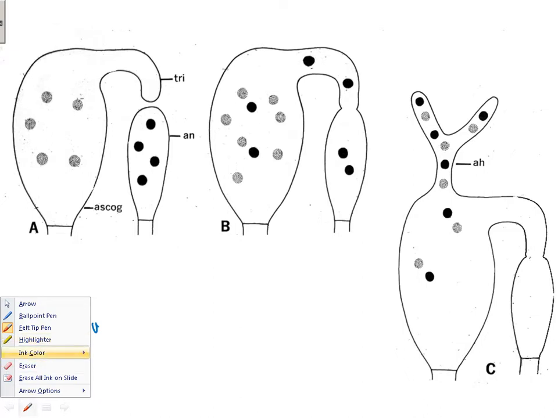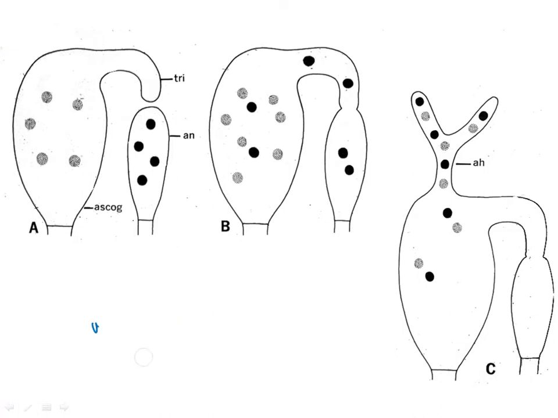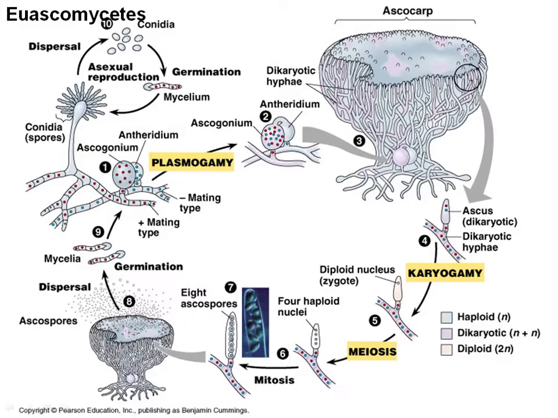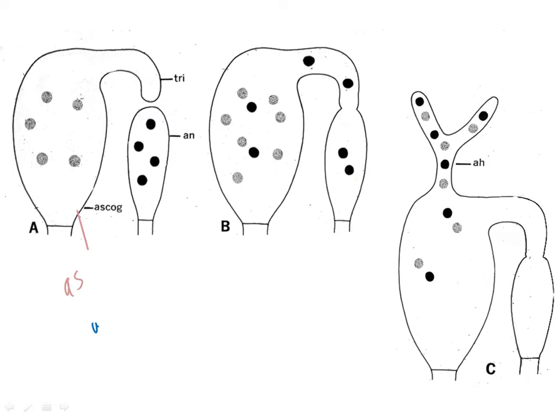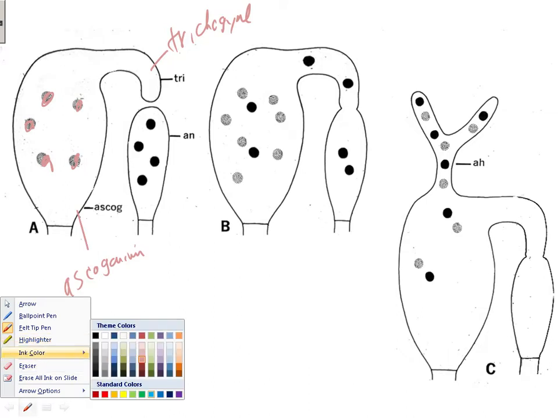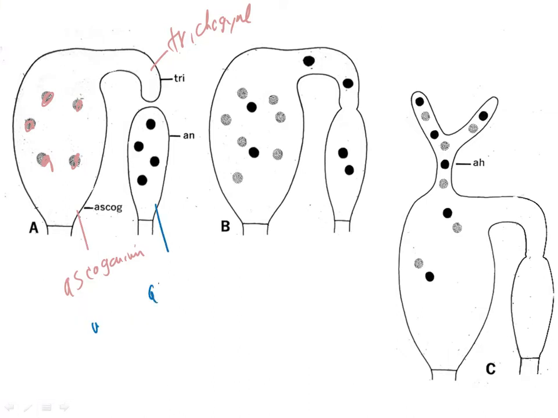Now I'm regretting I used all those colors. Here's the ascogonium, our female hyphae. Here's the trichogyne. Here's the antheridium. And you can see the blue there. And so they're going to now fuse with each other.